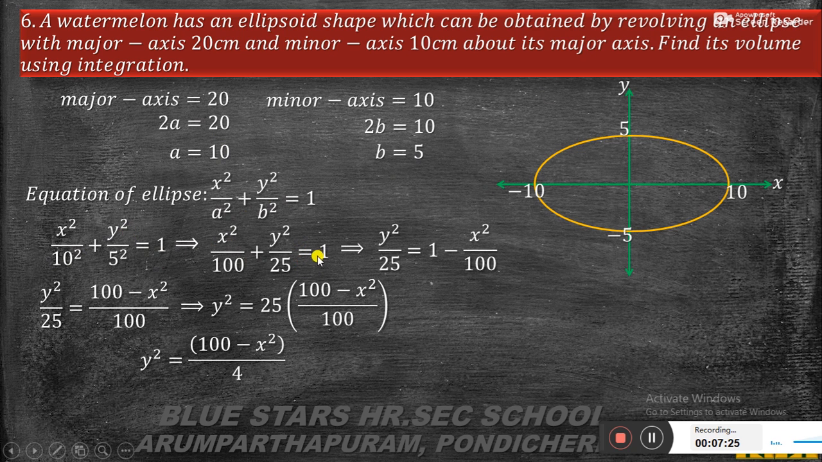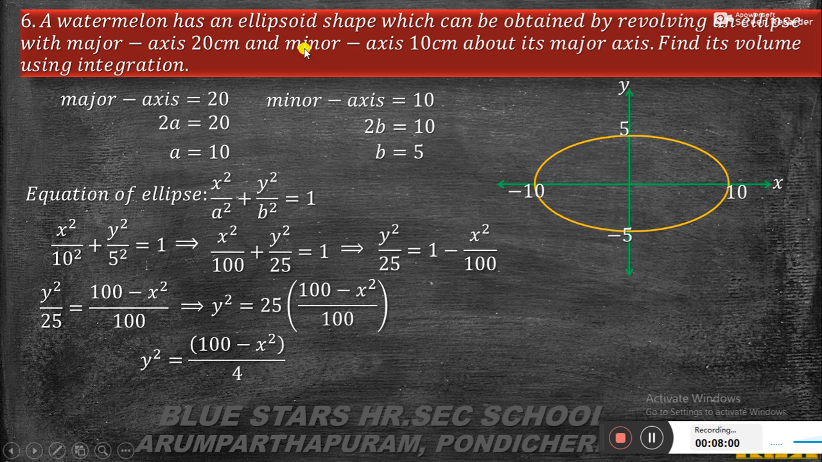So y square by 25 equal to 1 minus x square by 100. Doing the cross multiplication, we get 100 minus x square by 100. So y square equal to 25 into (100 minus x square) by 100. Here 25 and 100 cancel: we divide 25 by 25 to get 1, and 100 by 25 to get 4. So y square equal to (100 minus x square) by 4.